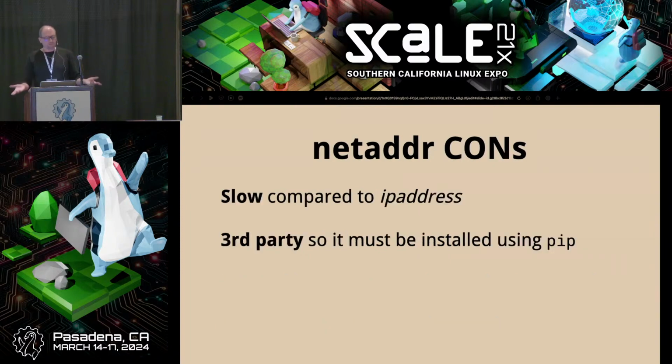But the cons of NetAddr is that, compared to IP address, it's slow. Because it's a more advanced library, it has more overhead. And again, because it's third party, it doesn't come out of the box. You have to install it, which implies your systems that you're using have internet access. Sometimes that's a deal breaker for production systems.